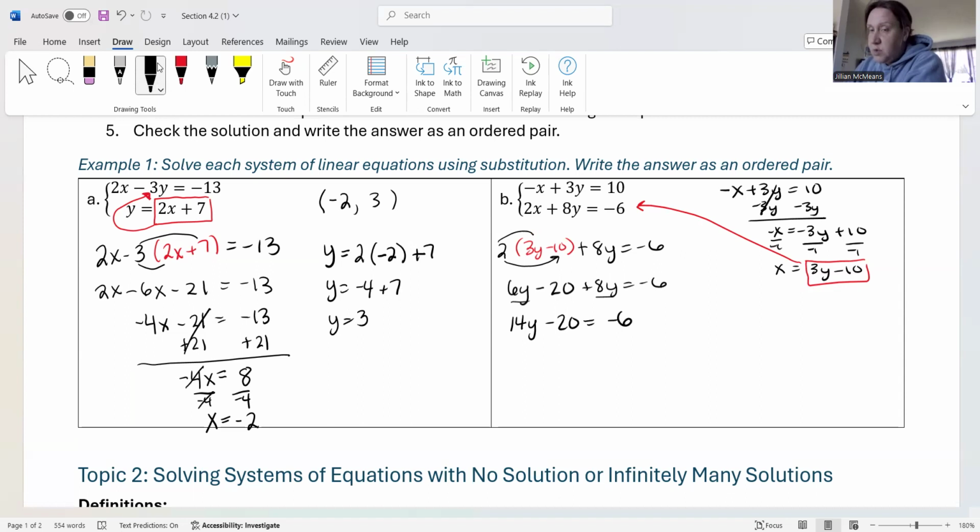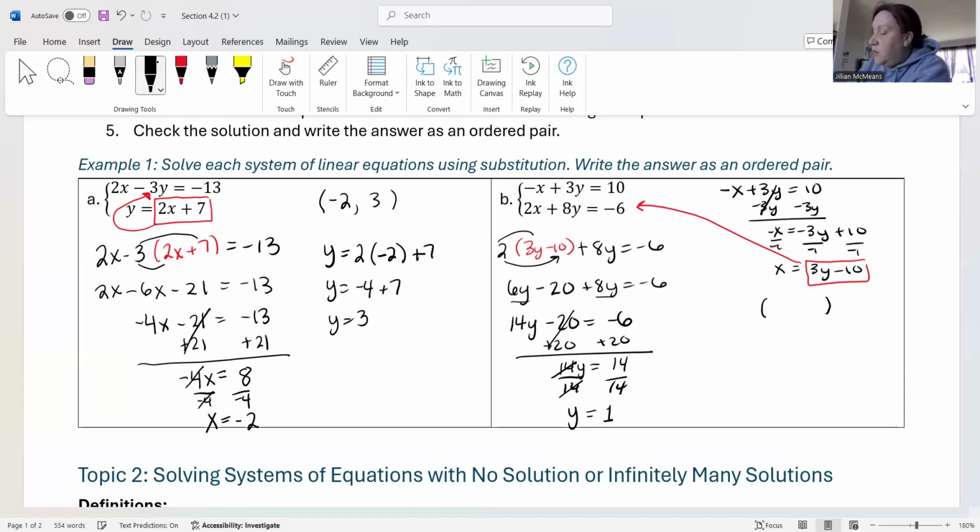I need to get the 14y alone, so I would need to move the 20 with addition. So the 20s cancel to become 0. That leaves me with 14y equals, well, negative 6 plus 20 is 14. Now I need to undo the multiplication of 14 and y. I do that with division. So I divide both sides by 14. 14 divided by itself is 1. 1 times y is y. And then again, 14 divided by itself is 1.